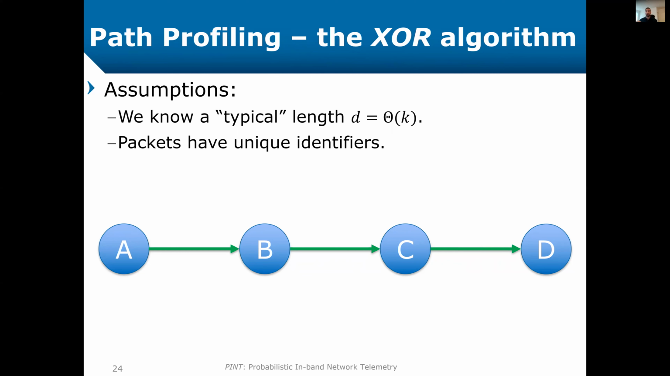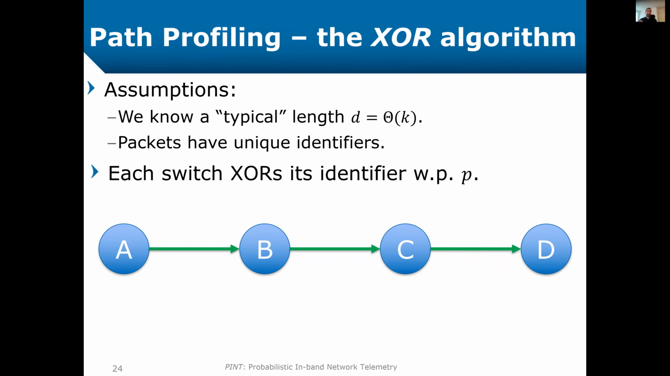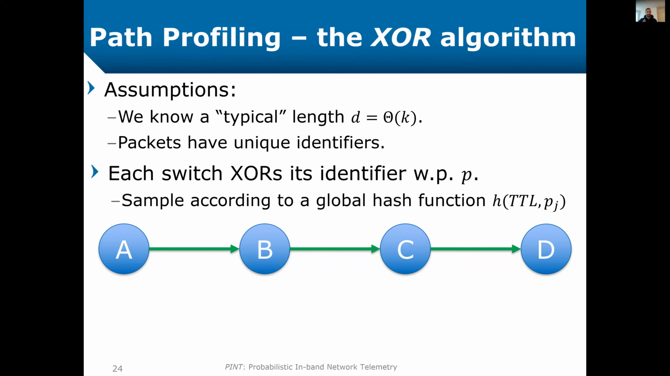Now, the way the algorithm works is that each switch would XOR its identifier with some probability. And the only tricky part is that the switches are going to choose whether to XOR or not based on some global hash function that is a function of the time to live field and the packet ID. And the idea is that if a packet comes in, and let's say it was XORed by A and B, the collector can go and compute this function H for the previous TTL values and figure out it was XORed by the first and second hop. Right? So maybe the next packet got XORed only by C, maybe we got unlucky on the third packet, no one XORed it, and so on.